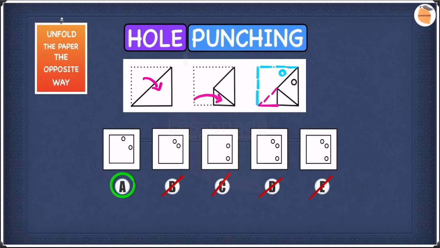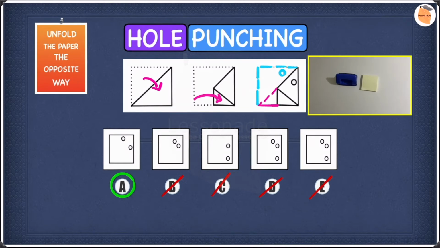I hope you guys understood everything so far. Now let's check if A is right by folding and punching the paper. Now let's take a paper, and we're going to do the first fold, which is to fold the paper along its diagonal line. So into half along its diagonal line. Now that's our first fold done.